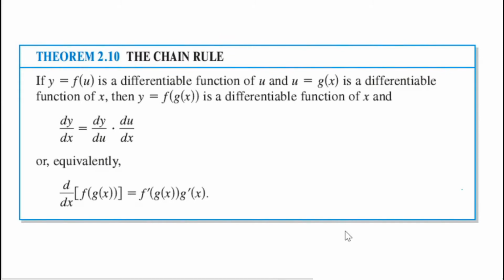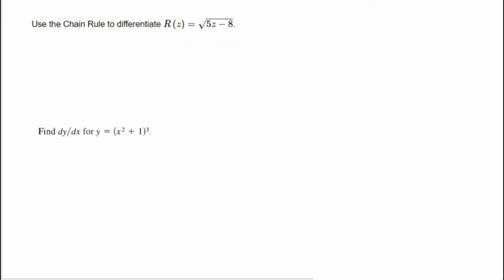If y equals f of u is a differentiable function of u, and u equals g of x is a differentiable function of x, then y equals f of g of x is a differentiable function of x, and dy over dx is equal to the product of dy over du times du over dx, or equivalently, d over dx of f of g of x is equal to f prime of g of x times g prime of x. Now, to understand better, let's put this into an example.